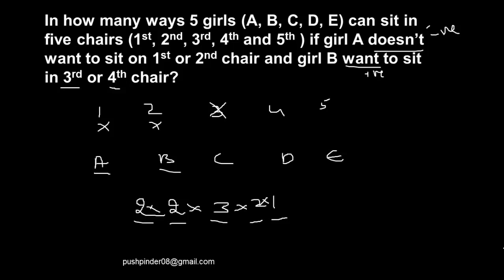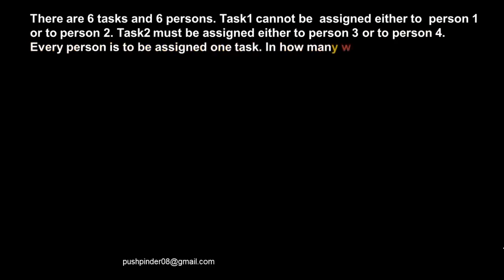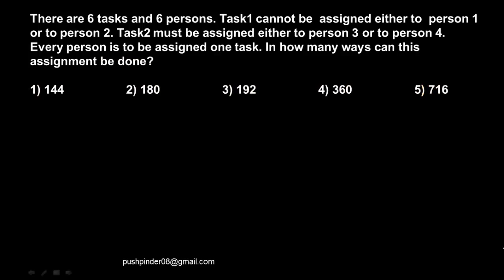We're going in a structured manner, that's why it must be looking very simple to you, right? Okay, now let's see this question. This is again a difficult question, a CAT question in fact. There are 6 tasks and 6 persons. Task 1 cannot be assigned to either person 1 or person 2. Task 2 must be assigned to either person 3 or 4. Every person is assigned 1 task. How many ways can this assignment be done?